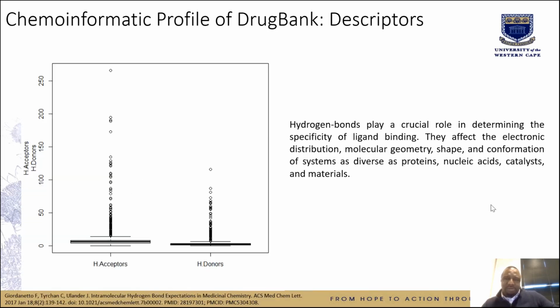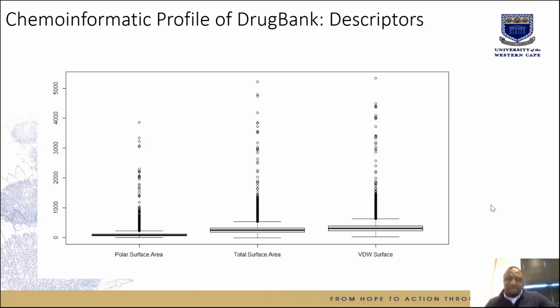The other thing that we also looked at in terms of describing the DrugBank was the number of hydrogen acceptors and donors, and we see slightly more hydrogen acceptors. And of course, we know that hydrogen bonds play a crucial role in determining the specificity of ligand binding or interaction with macromolecules.